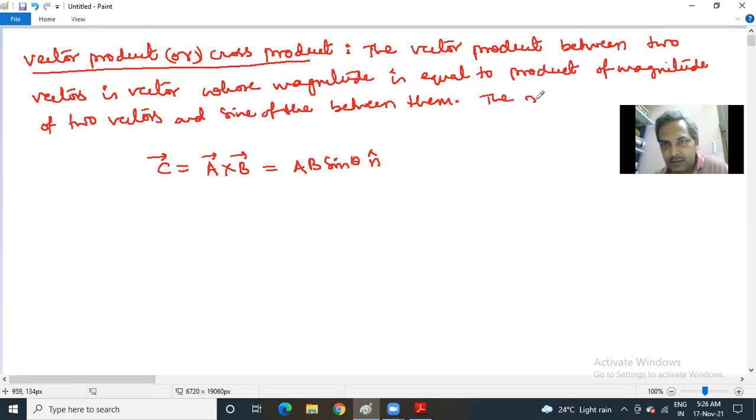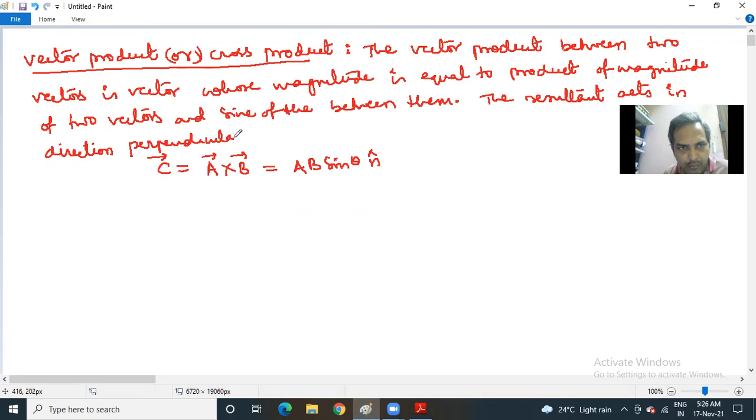So one more point, this is an important point. The resultant acts in a direction perpendicular to the plane of vector A and vector B. So C will be perpendicular to the plane containing vector A and B.